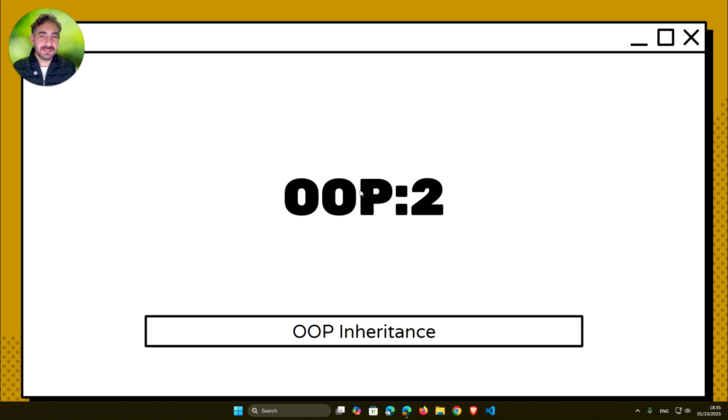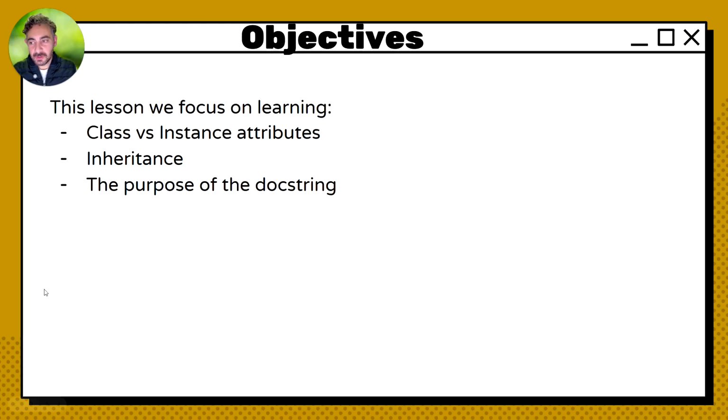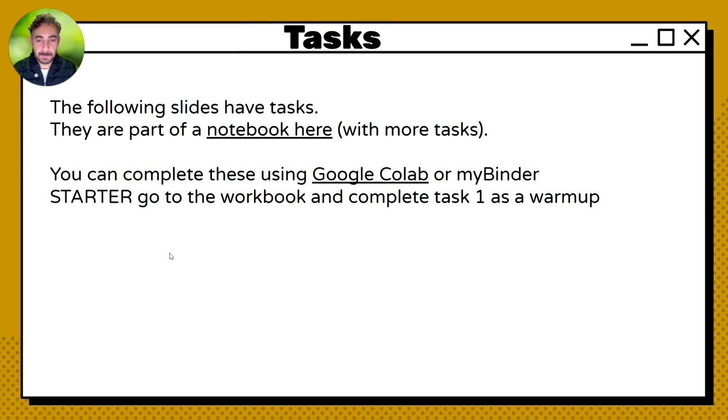Hi guys, welcome back. Today we want to conquer inheritance with object-oriented programming. So specifically today we want to look at the difference between class and instance attributes, and we want to look at the idea of inheritance. What does it mean that one class can inherit from another class?